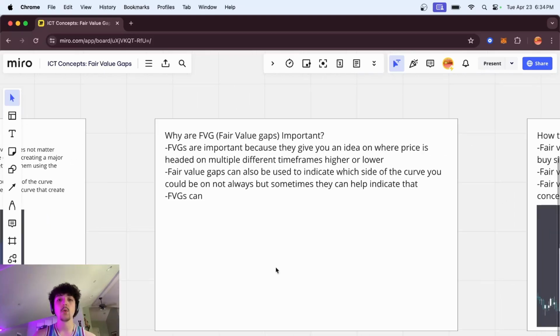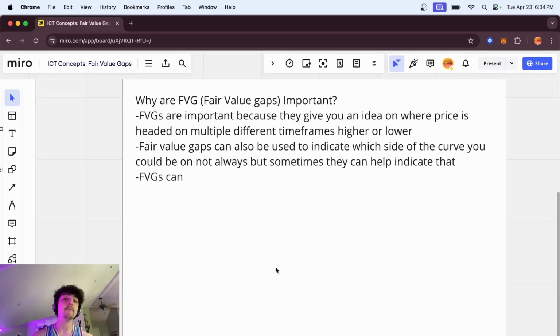All right, next, why are fair value gaps, or FVGs, important? If you ever see someone explaining and they write FVG, usually they mean fair value gap, which, like I said before, is an inefficiency in price, a 3 candlestick pattern. Very, very simple concept, okay? So fair value gaps are important because they give you an idea of where price is headed on multiple different time frames, higher or lower. Fair value gaps can also be used to indicate which side of the curve you could be on. Not always, but sometimes they can help you indicate that, right?